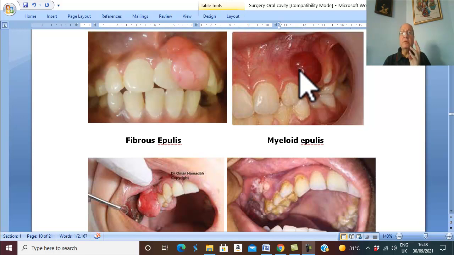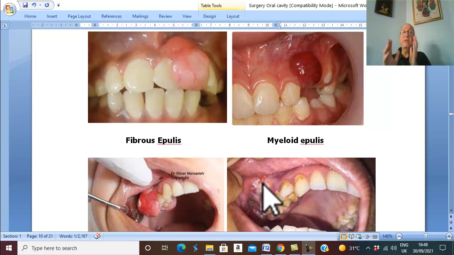It includes fibrous epulis, myeloid epulis, granulomatous epulis, and malignant epulis. Malignant epulis may be sarcoma or carcinoma. Also, there are odontomes.